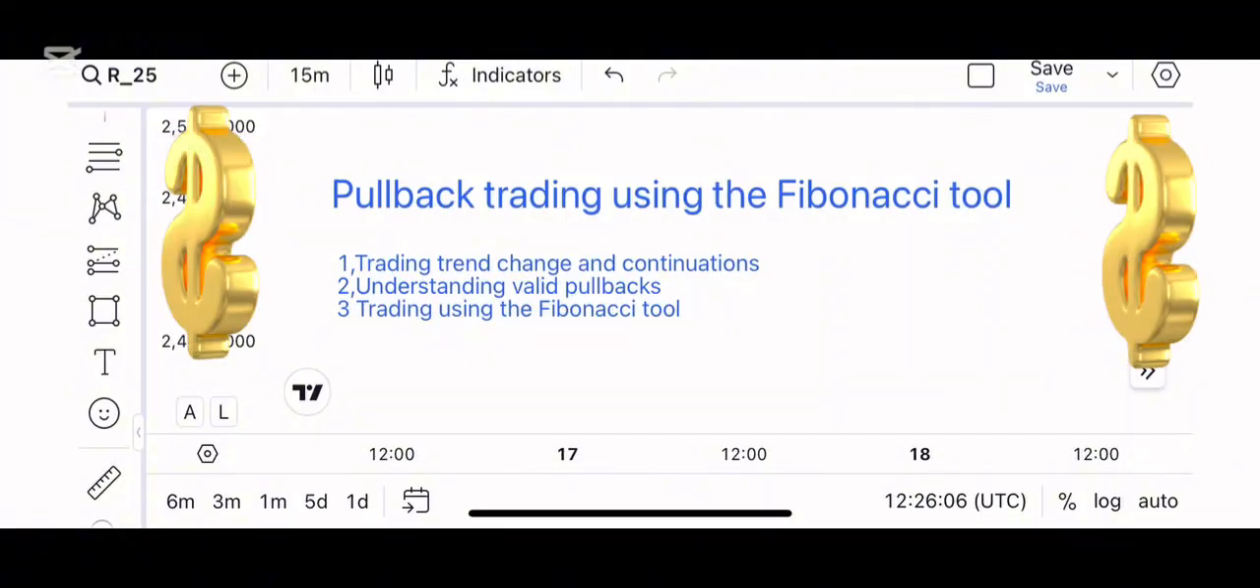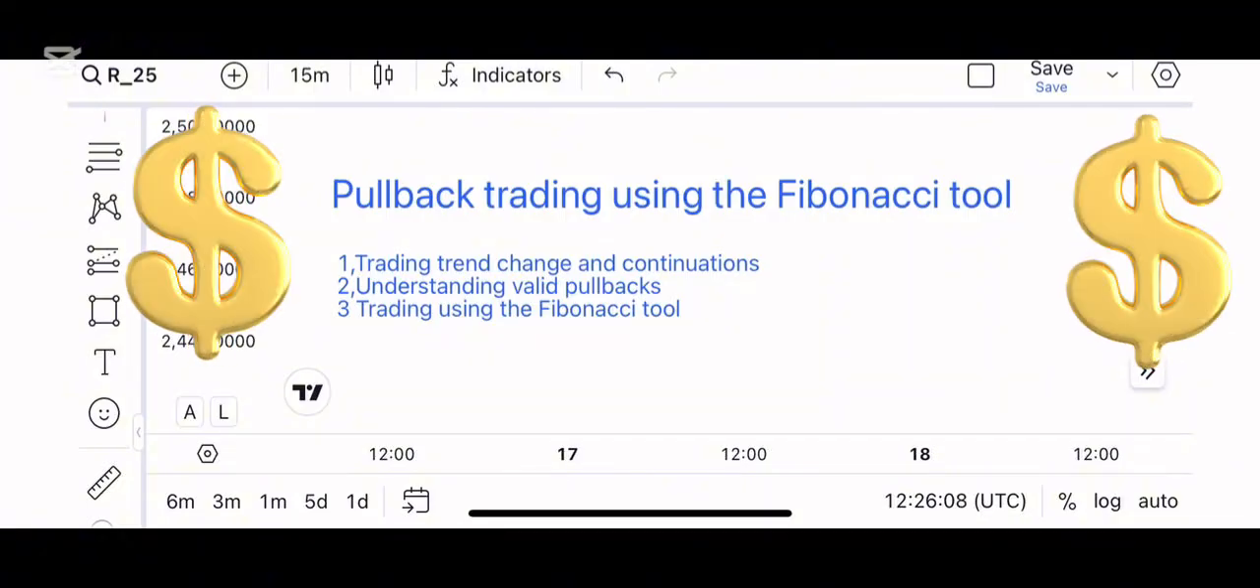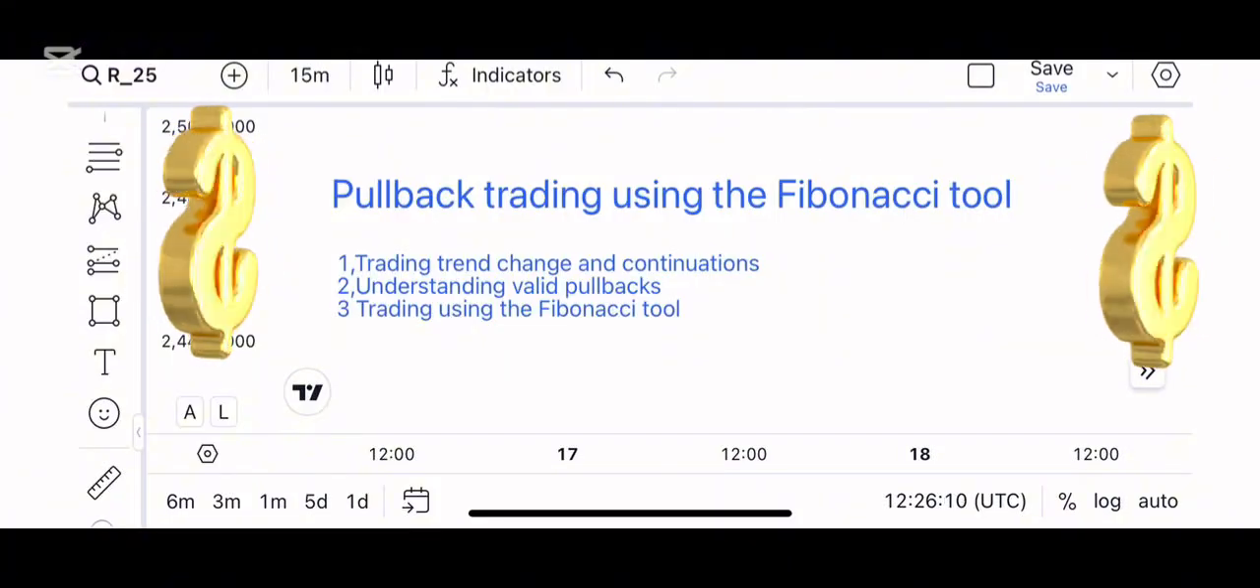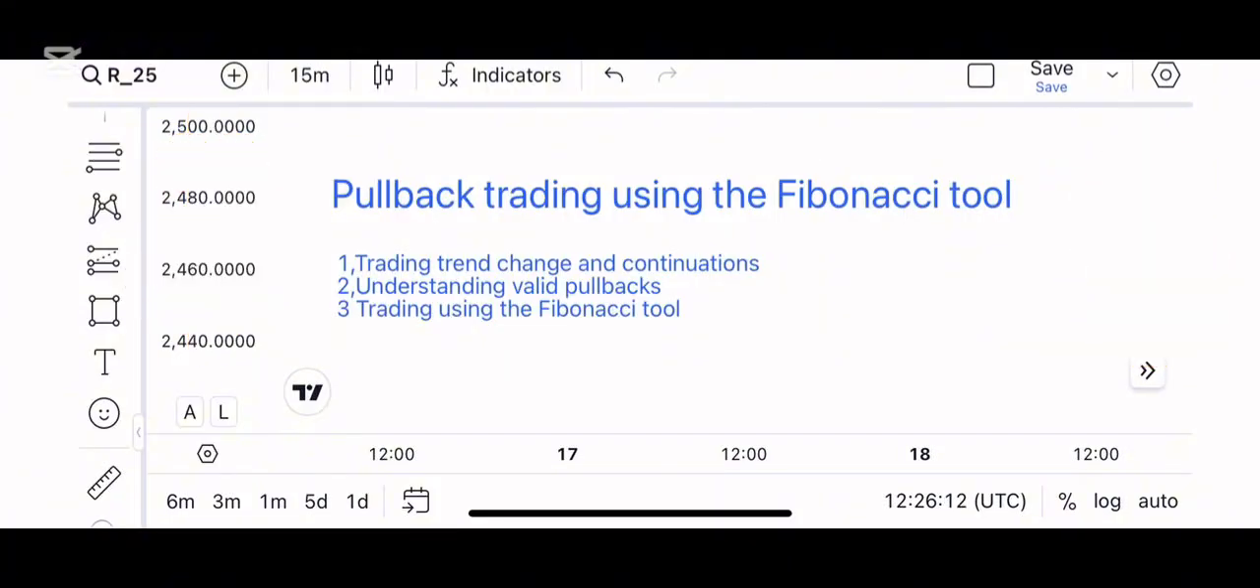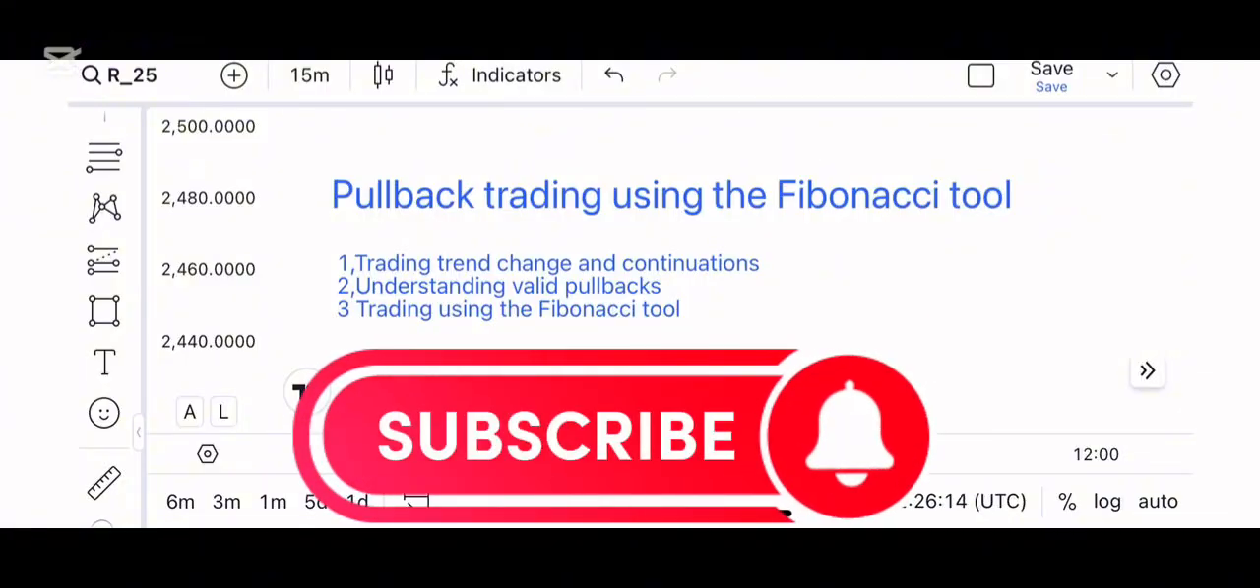So in this video, I want to teach you guys how to trade the pullback using the Fibonacci tool. This video is going to blow your mind. If you are a beginner, this is one of the videos you don't want to miss.